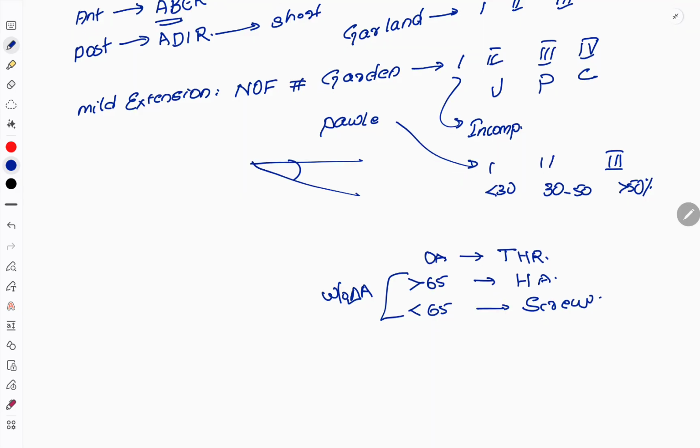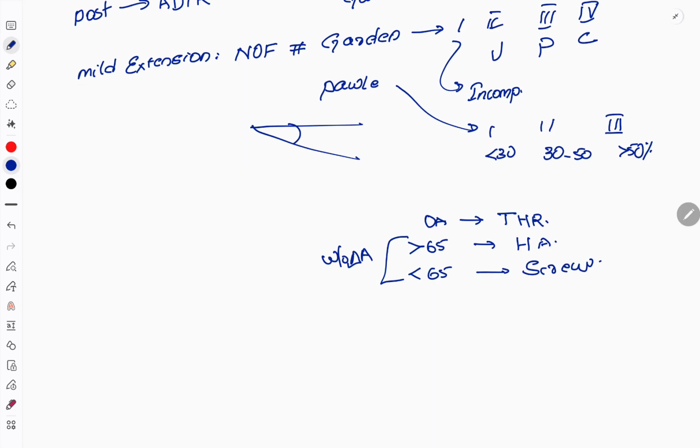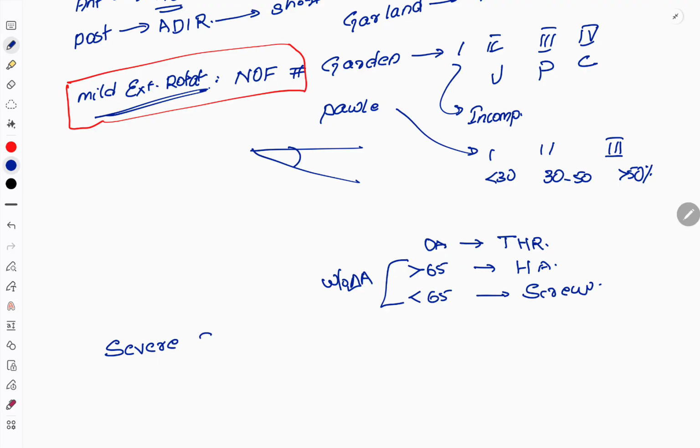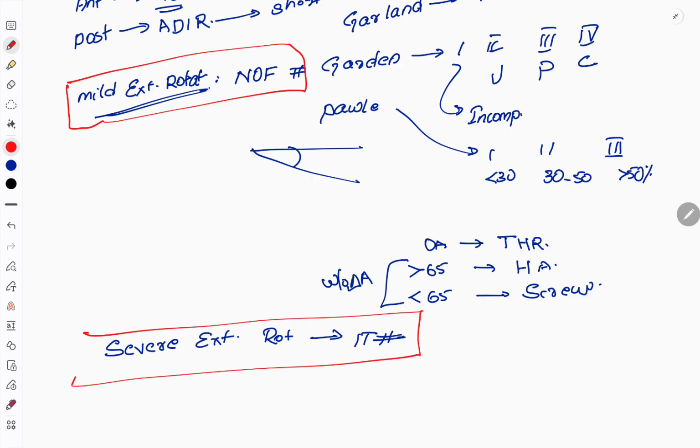Then the next thing that you have is the intertrochanteric fracture. In intertrochanteric fracture, there will be severe external rotation, okay? So when they tell you mild external rotation, what do you think about? You think about neck of femur fracture. Mild external rotation, think of neck of femur fracture. But when they tell you there is severe external rotation, I want you to think about intertrochanteric fracture, right? So that's how you approach the question.